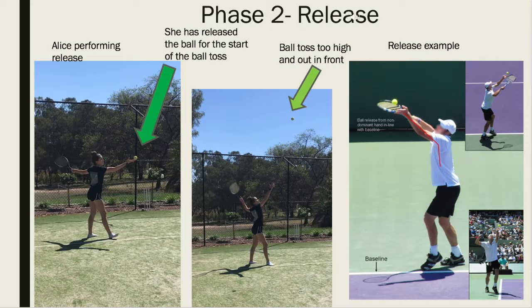Phase 2, release. Phase 2 involves the participant releasing the ball in her non-dominant hand and performing the ball toss. The participant released the ball from her non-dominant hand. However, as seen in the Phase 3 photo, her ball toss was relatively too high and too far away from her head, which later affected her balance after hitting the ball. Pangrazi and Beagle 2014 reiterate the importance of balance when performing a specialized movement skill.